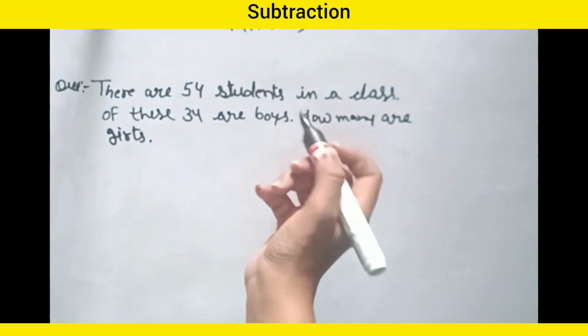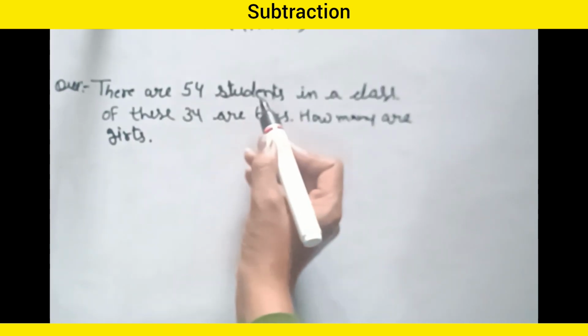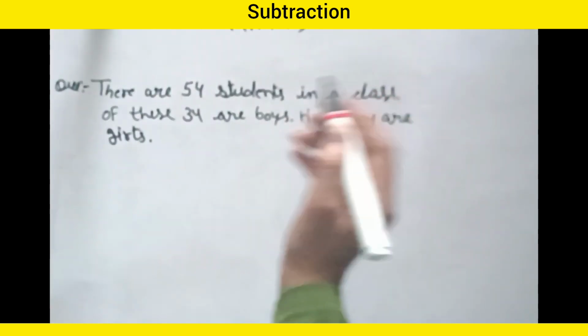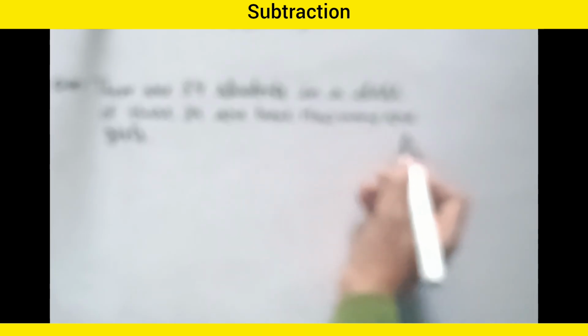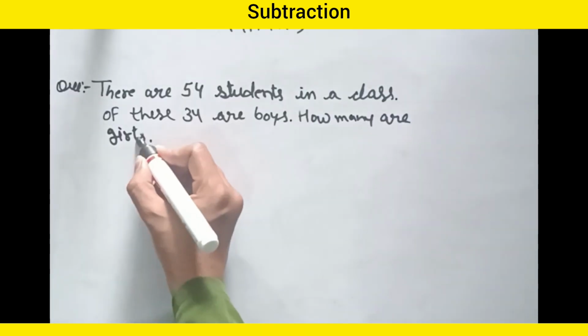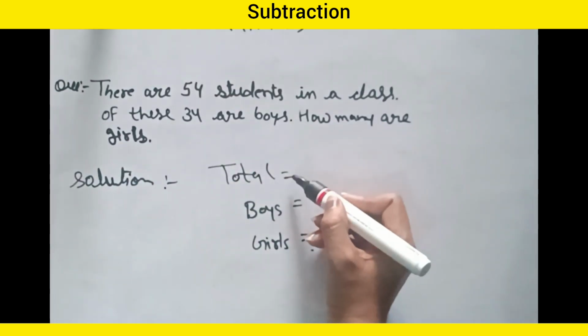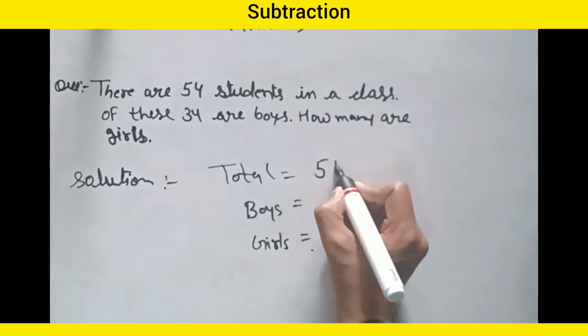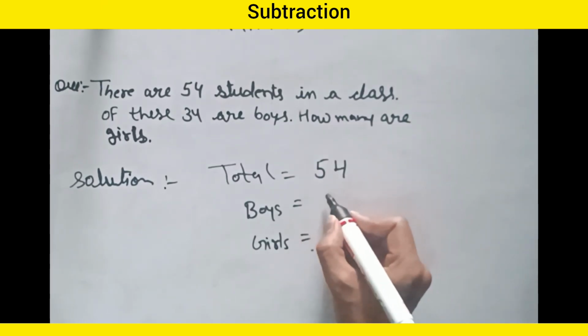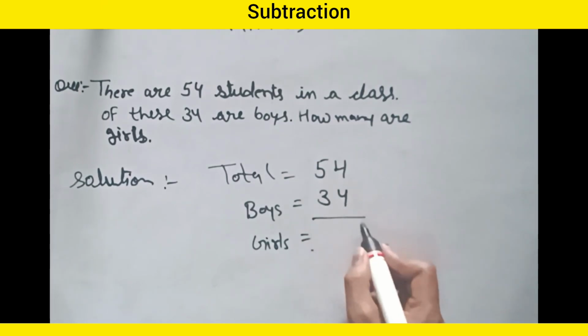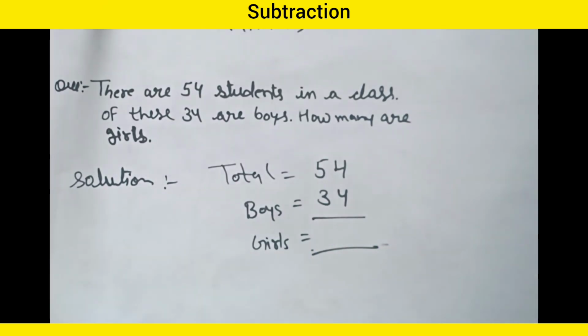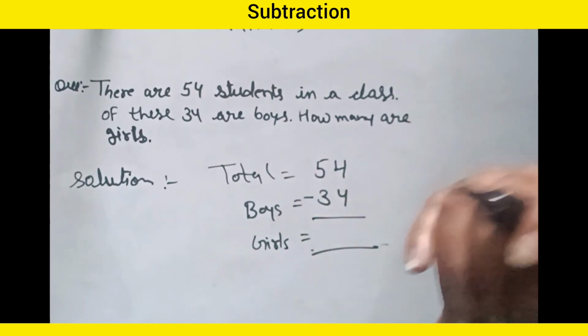In the word problem, we have a question. There are 54 students in a class. Of these, 34 are boys. How many are girls? And then we have to count the girls' number. In the solution, in total we have 54 students. And boys we have 34. And we have to count girls. We have 34 boys and quite obviously the other students are girls. So with subtraction we get the girls' number.